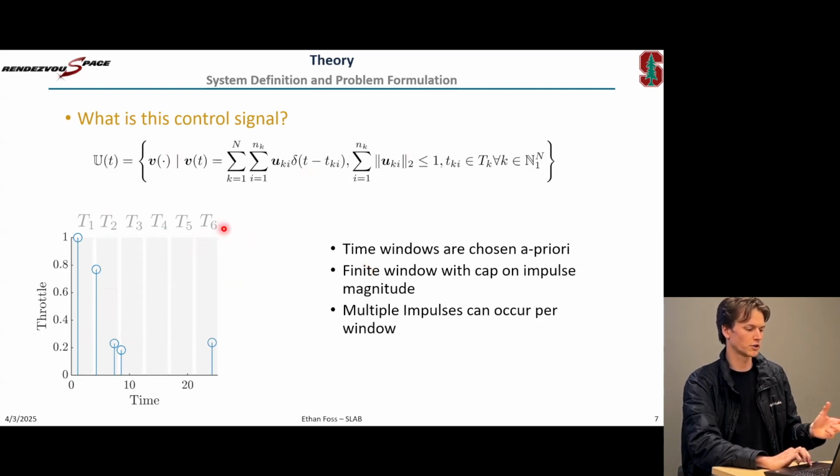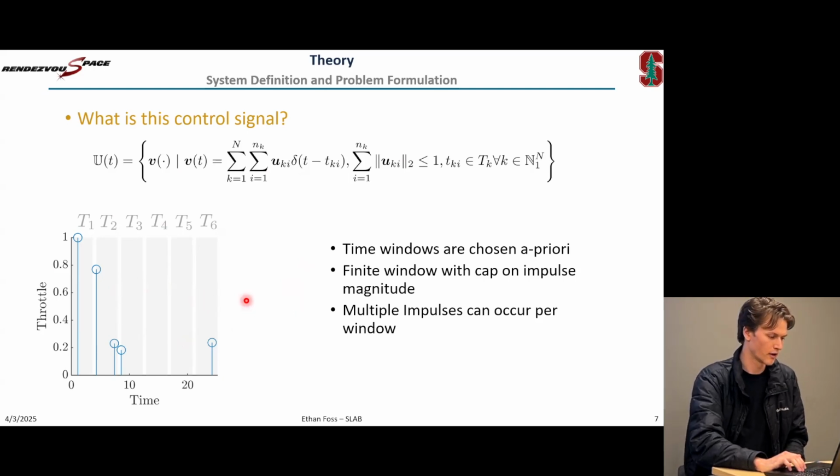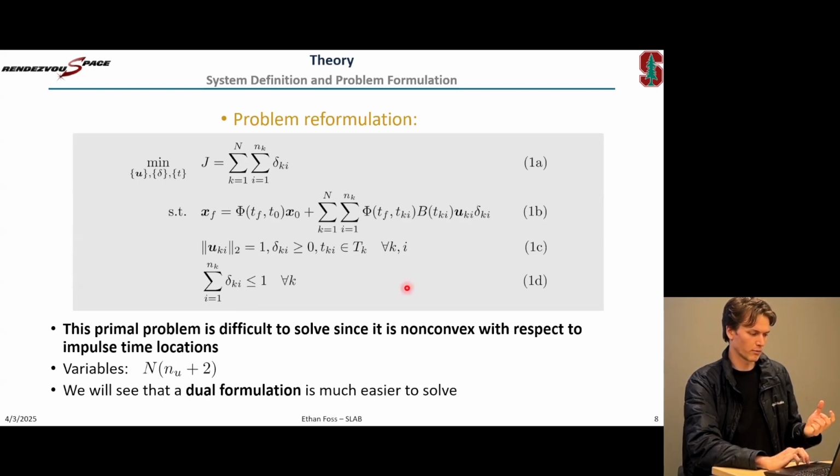So these time windows are chosen a priori. I think an important thing to consider is that multiple impulses can occur per window. That's sort of an important thing to have in order for this solution framework to work. So if we reformulate the problem, the objective becomes the sum of the magnitudes of the impulses that we consider. And we assign this structure where we have a maneuver direction that is just a unit vector and some impulsive maneuver magnitudes that we say are less than or equal to 1.